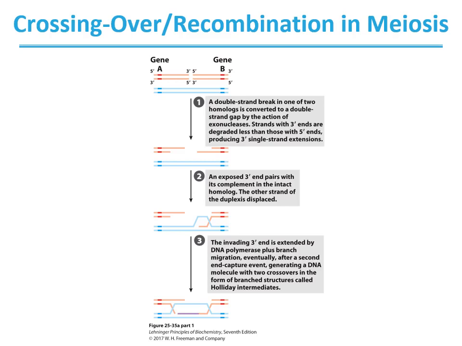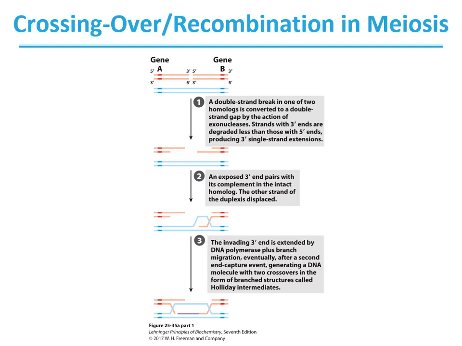Chromosomes 1 and 2 align. A double-strand break occurs in chromosome 1. An exonuclease degrades the double-strand break ends to make a bigger gap. The 3' ending strands of the gap invade chromosome 2, where they pair with a complementary region on chromosome 2.